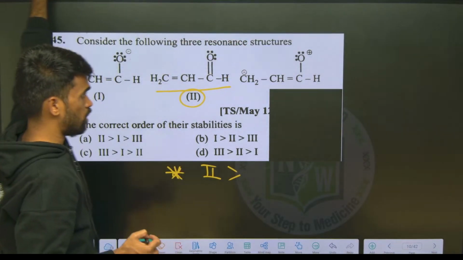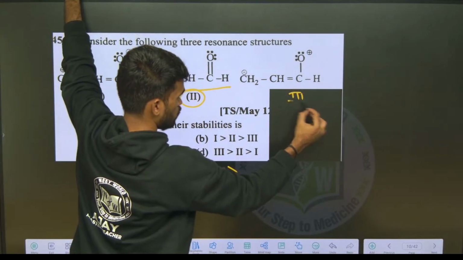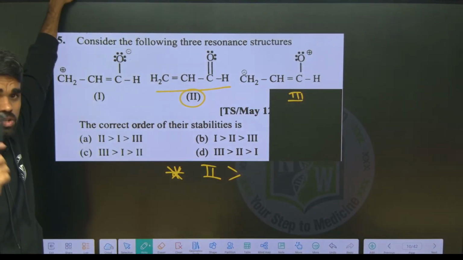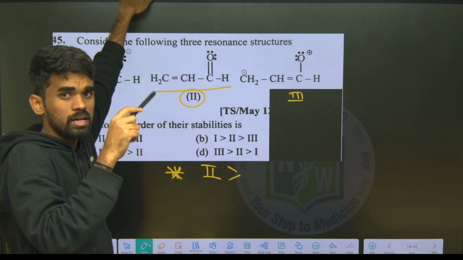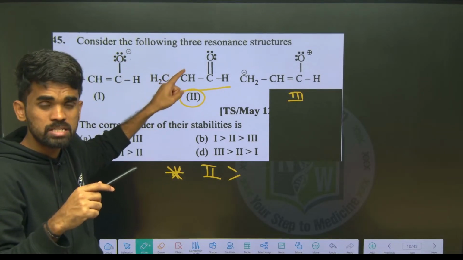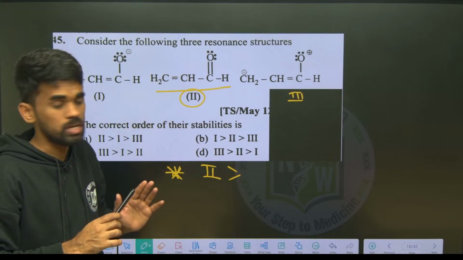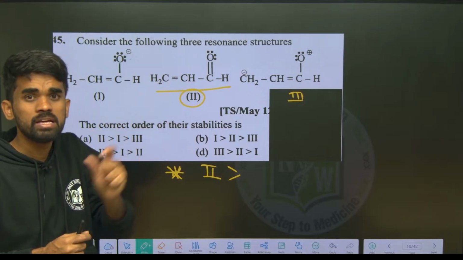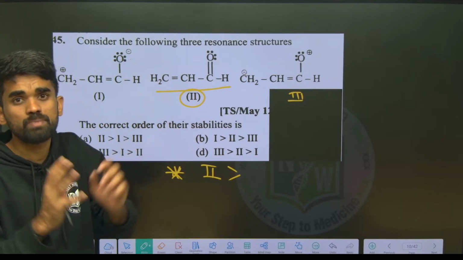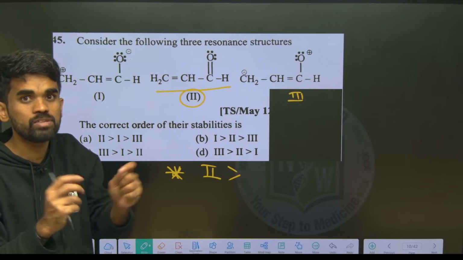In 1 and 3, how can you decide? More electronegative atoms should contain the negative charge, and the others should contain the positive charge. Also, two like charges should never be side by side. They should be as far apart as possible.